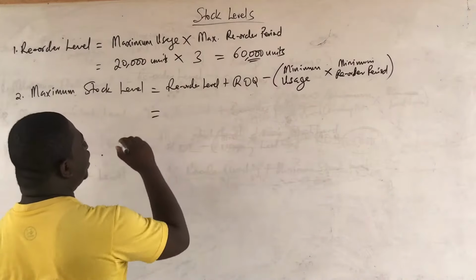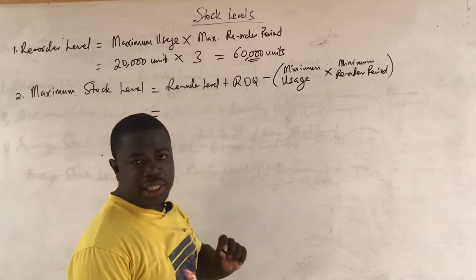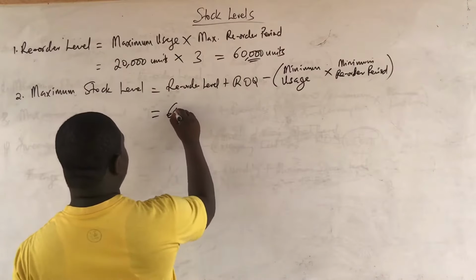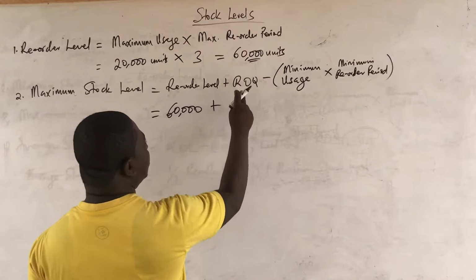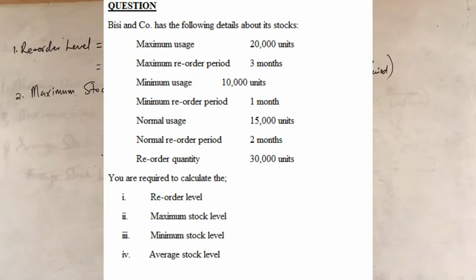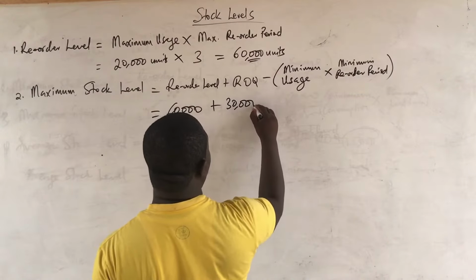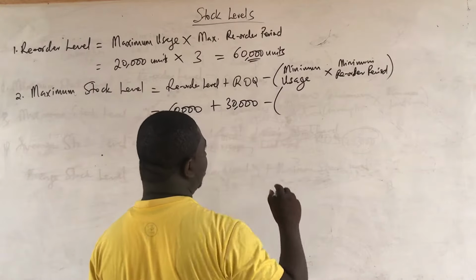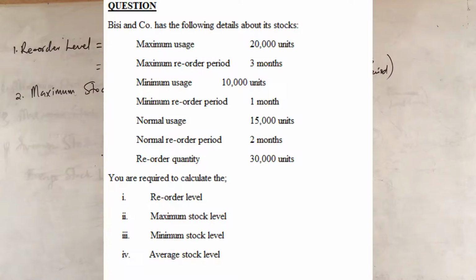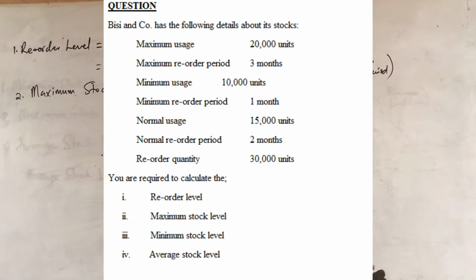And now we put in the actual figures. The reorder level wasn't given in the question, but we just calculated that to be 60,000 units. So 60,000 plus the reorder quantity. The reorder quantity was given to us in the question as 30,000 units. So plus 30,000 minus, then you open up your bracket. What is the minimum usage in the question? The minimum usage is 10,000 units multiplying by the minimum reorder period, which is 1 month.